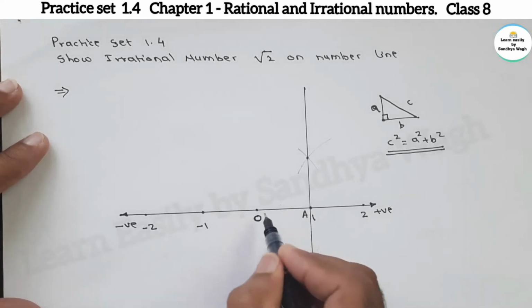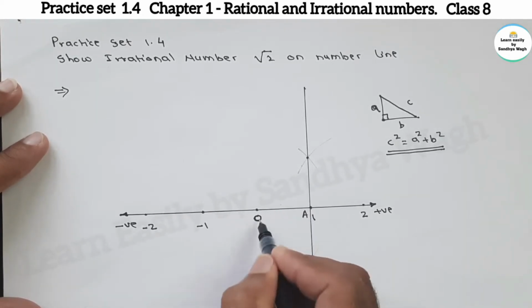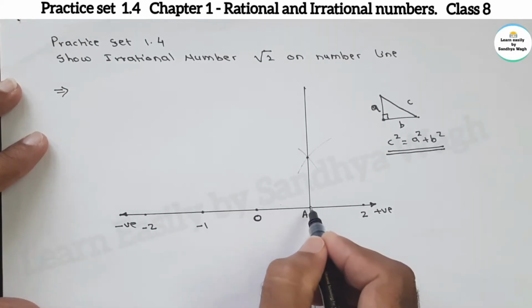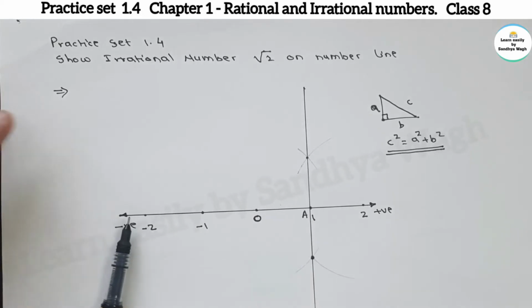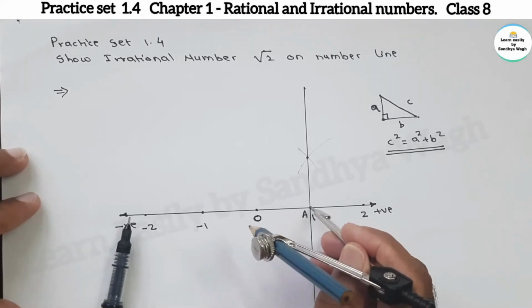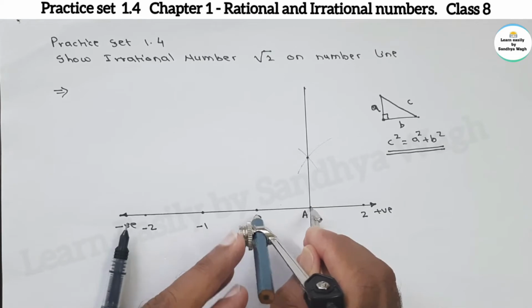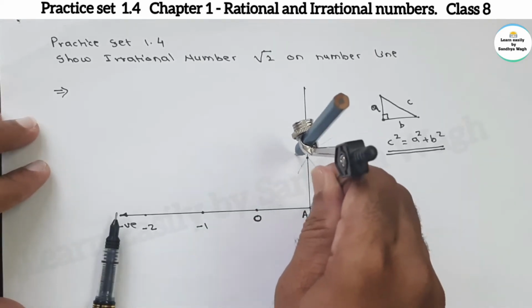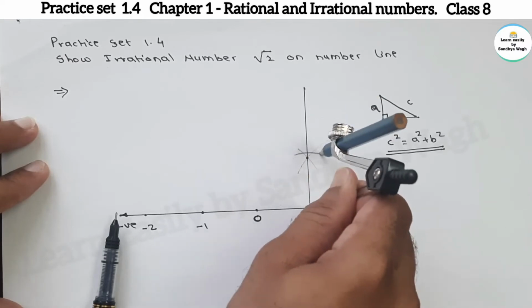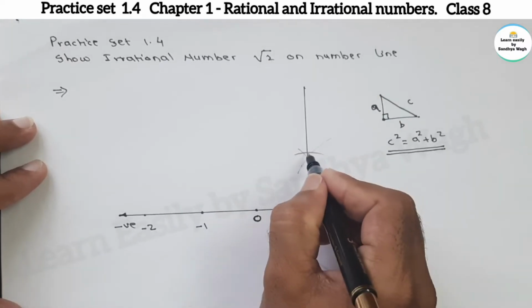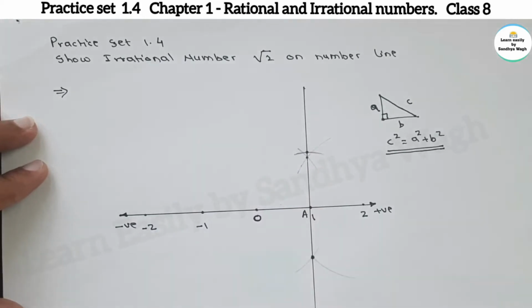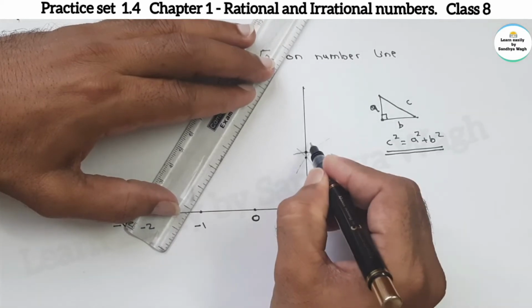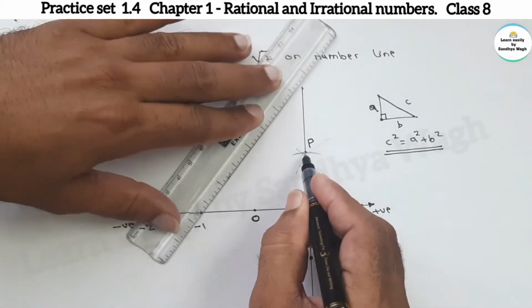Now we have taken this distance OA as one unit. So similarly mark one unit distance on this perpendicular line. Take this one unit with the help of this rounder and cut this on the perpendicular line. The intersecting point is this. This is a complete one unit. Then join these two points. Now let this point be P. Join these points O, P.